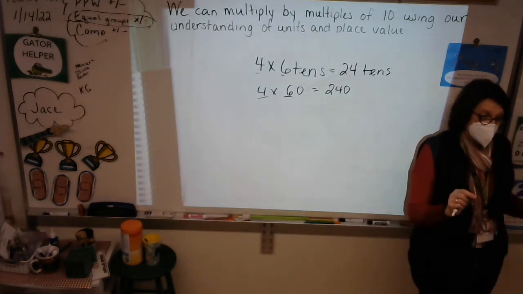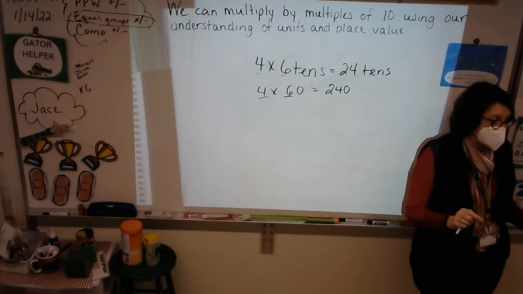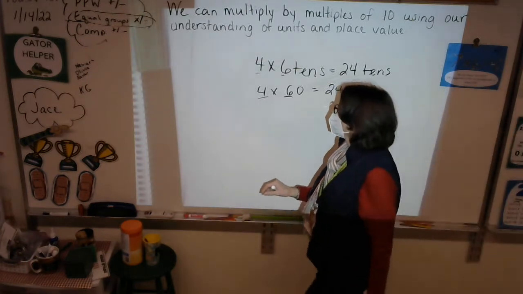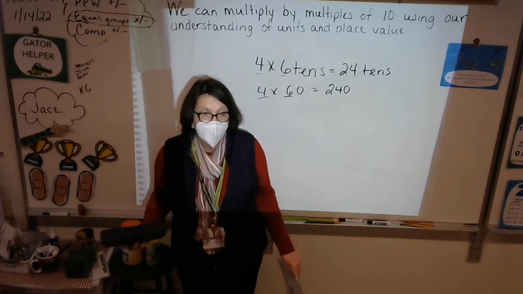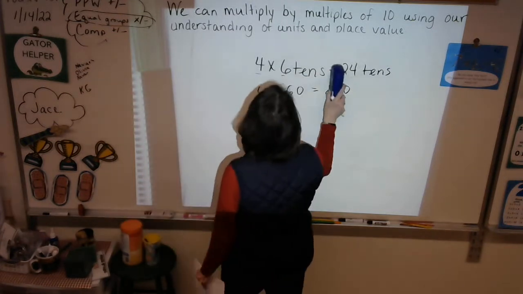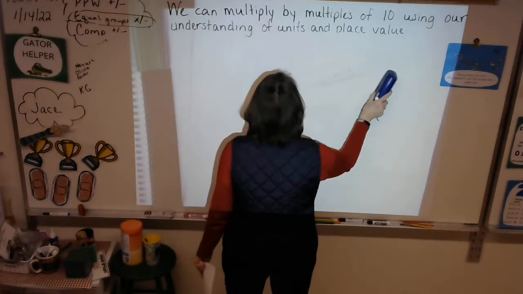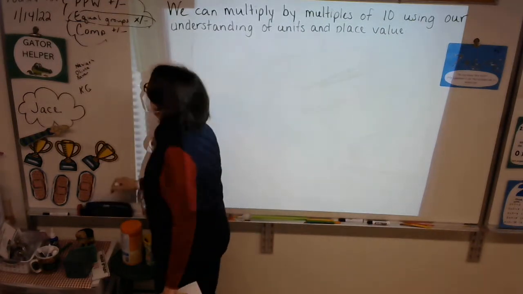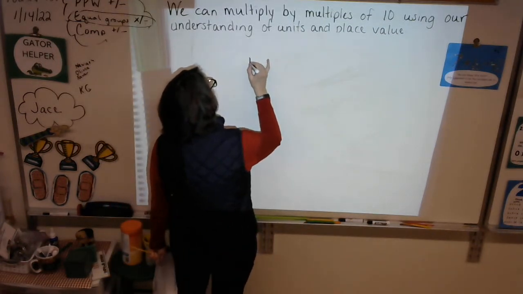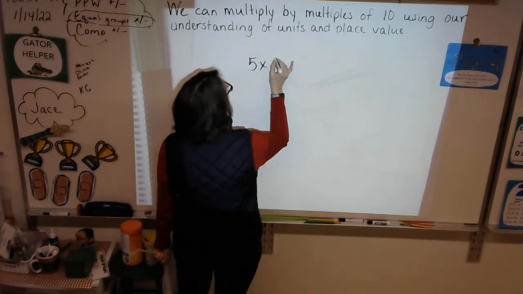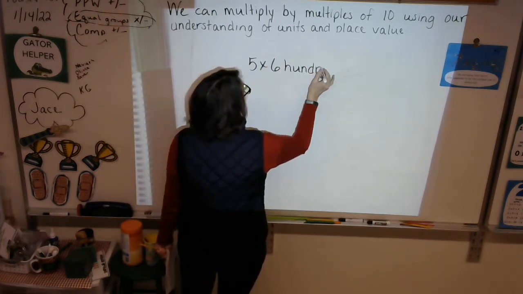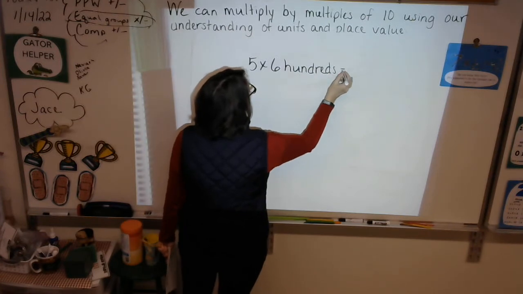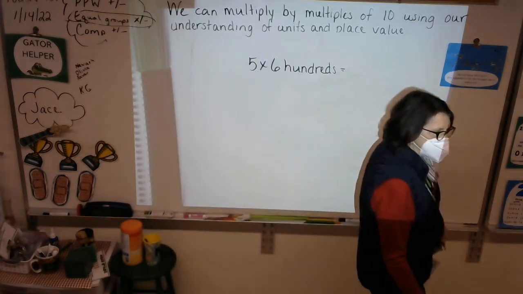Let me show you something else that will reinforce this concept. So we're not going to multiply by a multiple of 10, we're going to multiply by a multiple of 100. Oh my goodness. Hold on to your pants, because here we go. Let's do 5 times 600. That's kind of long to write. But if we have 5 times 600, what do we have?